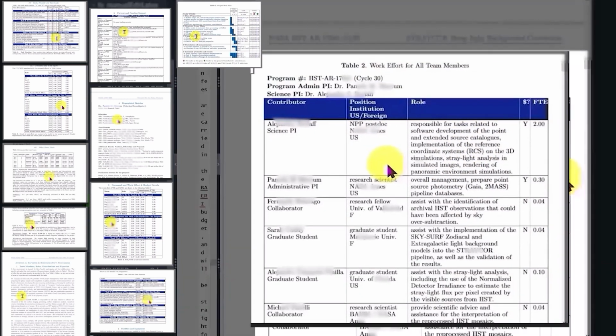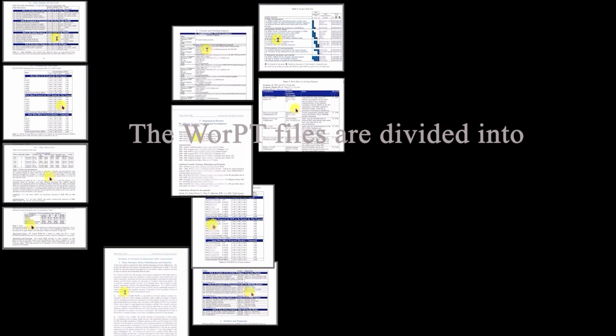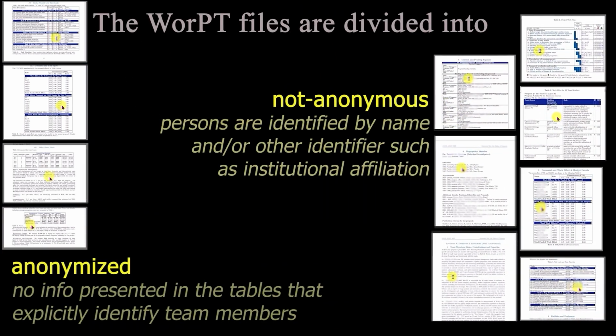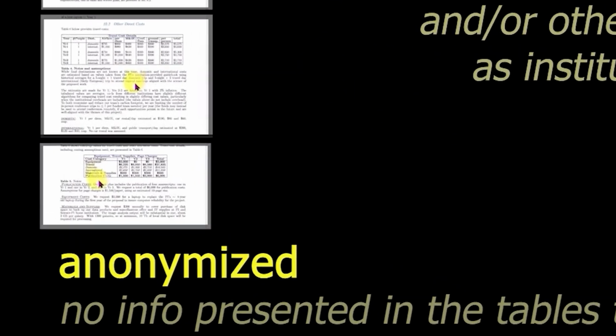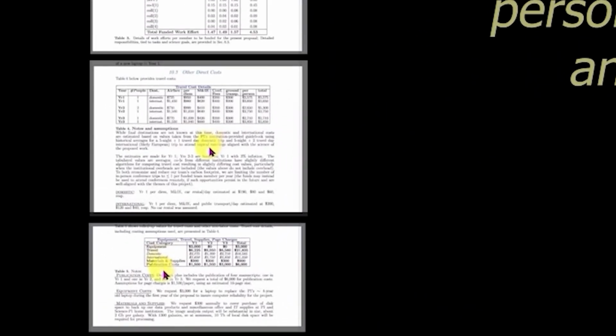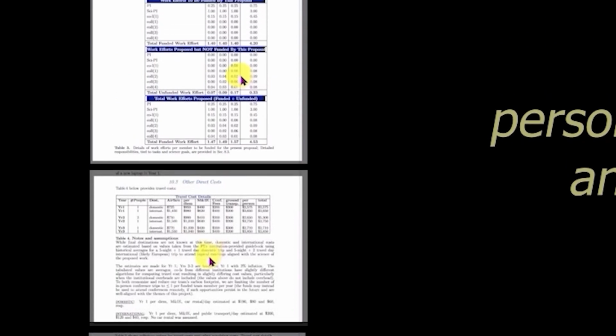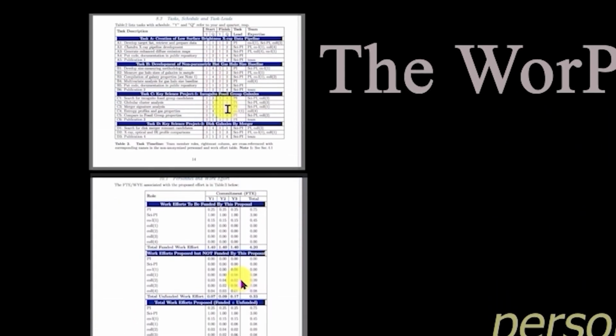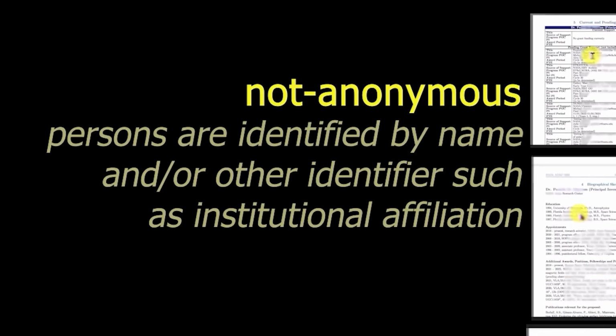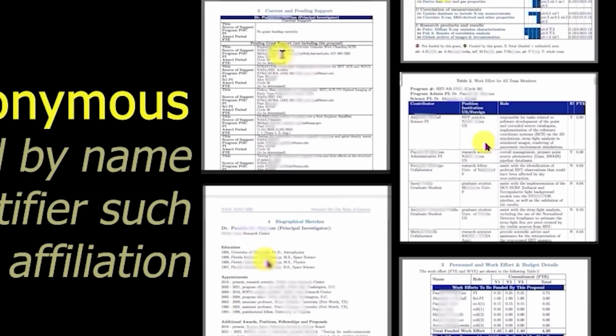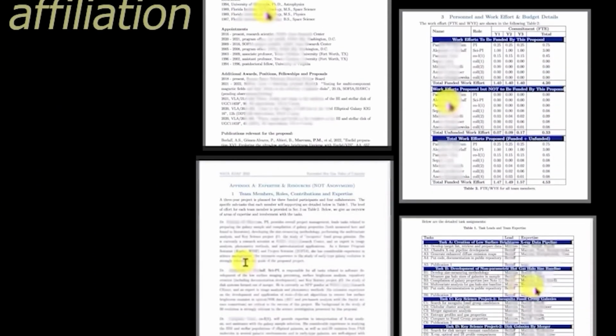Let's now summarize the general features of the WorPT products. The files fall into two categories. Anonymized files reference team members only by their role and are suitable for inclusion in proposals that are reviewed by a dual anonymous process. On the other hand, non-anonymized files identify team members by name and are generally included only in the non-anonymous reviewed proposal.